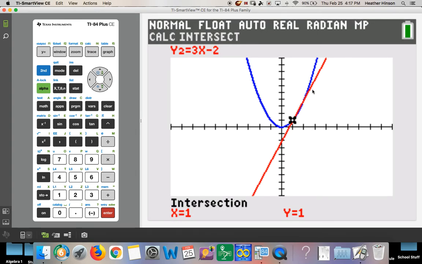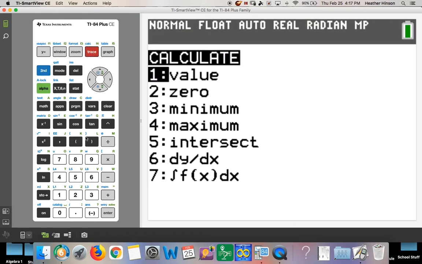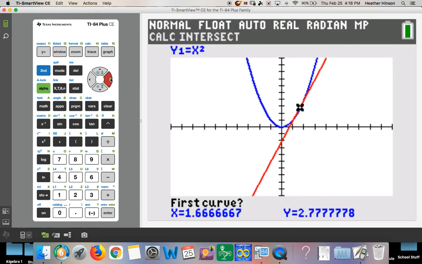But is there another one above that? Because it's still hitting somewhere. So let's try it again. Second trace 5. Scroll up, see if we can get this one. And it actually does hit again at 2.